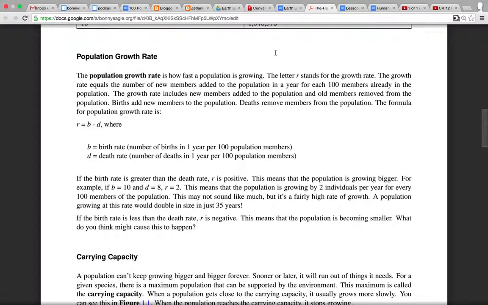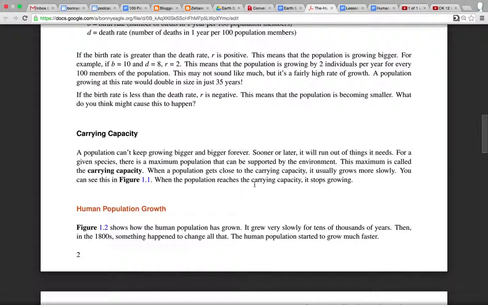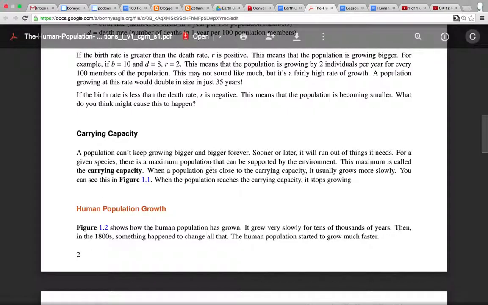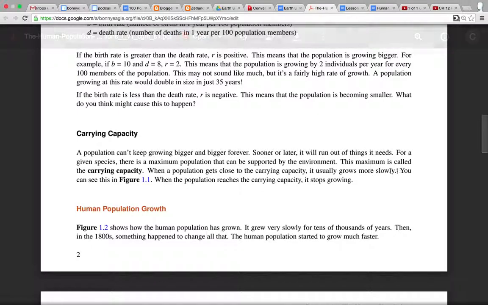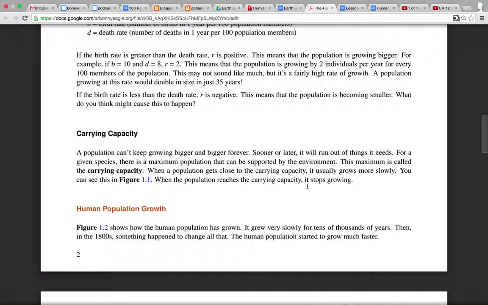Well, let's find out. Nate, would you like to read carrying capacity? Sure thing. Carrying capacity. A population can't keep growing bigger and bigger forever. Sooner or later, it will run out of things it needs. For a given species, there is a maximum population that can be supported by the environment. This maximum is called the carrying capacity. When a population gets close to the carrying capacity, it usually grows more slowly. You can see this in figure 1.1. When the population reaches the carrying capacity, it stops growing.